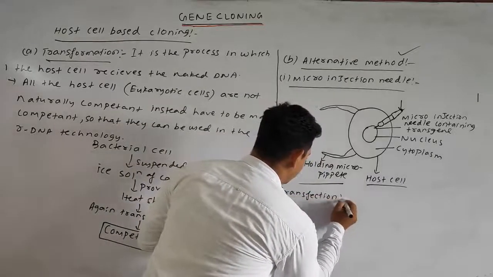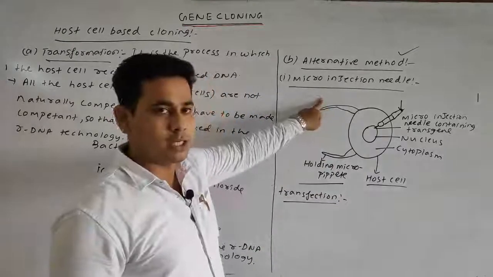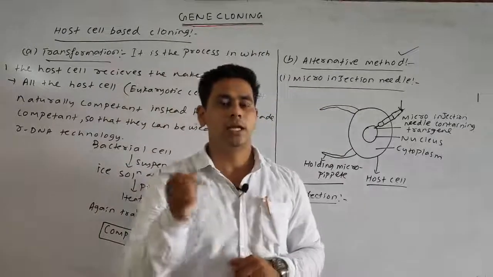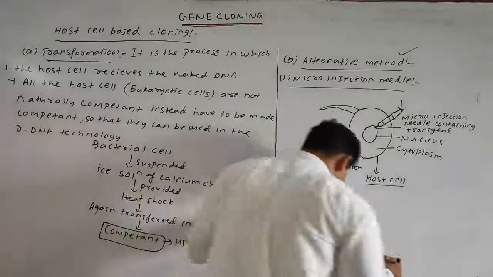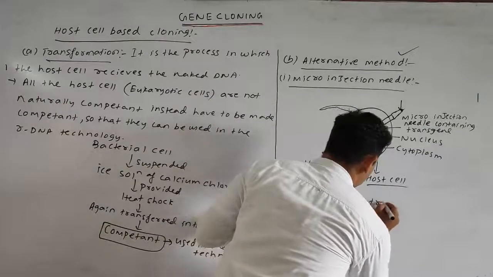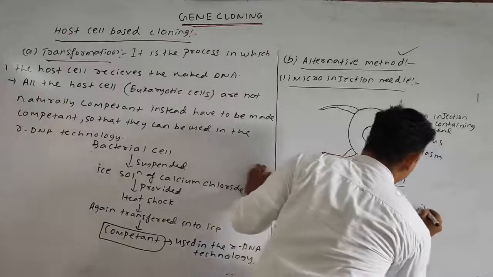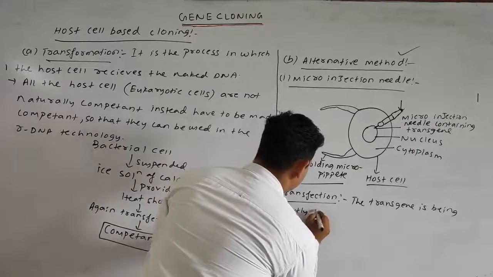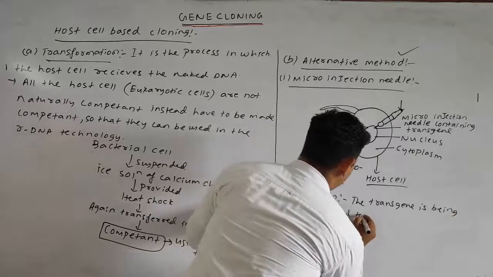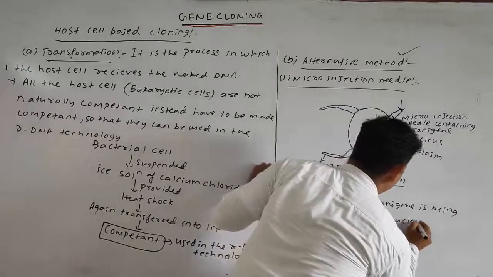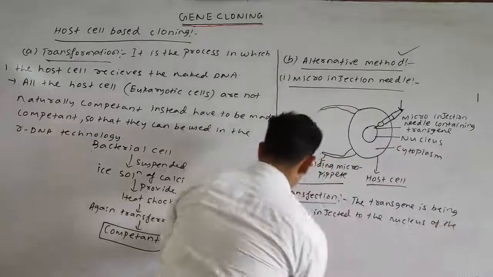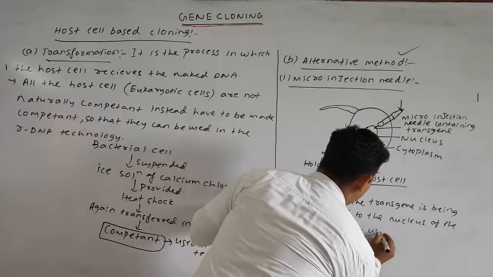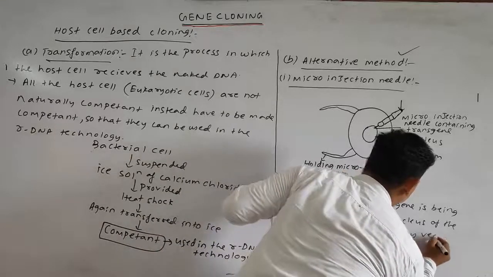Transfection. What is done in the transfection, which is seen in the microinjection needle? In this, the transgene is directly injected into the nucleus of the host cell without using any vector.